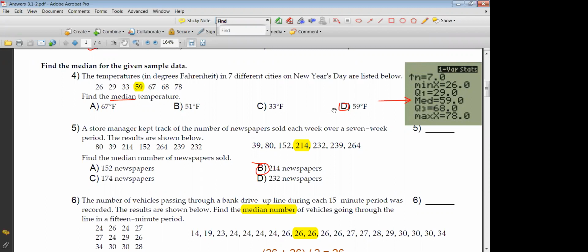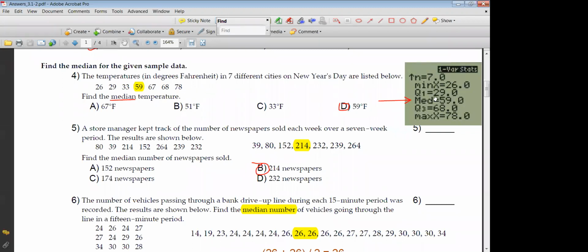59. Now, what if it wasn't 7 numbers, it was a bunch of numbers. Let's say it was 48 numbers, and you put them into a list, and you went to stat calculate, 1 variable stat calculate. There it is right there. The calculator will actually do it for you. If you didn't feel comfortable figuring out that 59 was the middle one, the calculator would have told you that it was 59. Quartile 1, there's the median, which is called quartile 2.